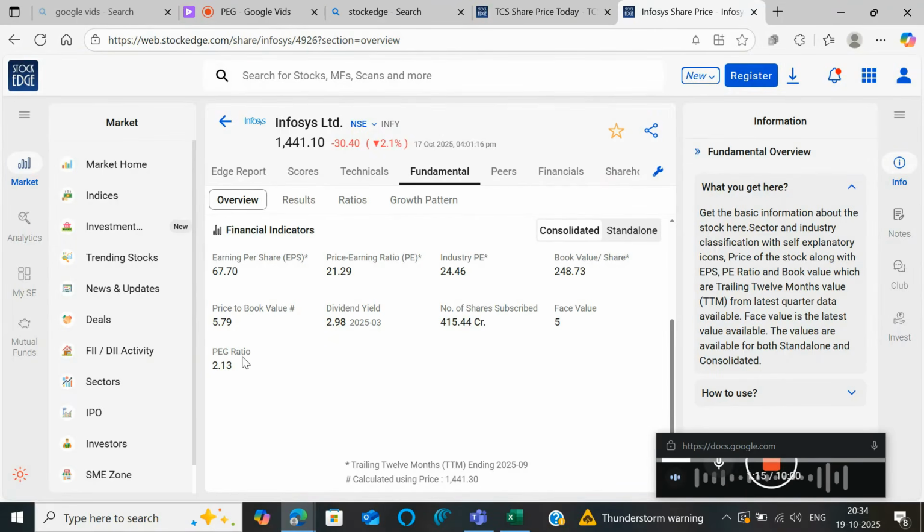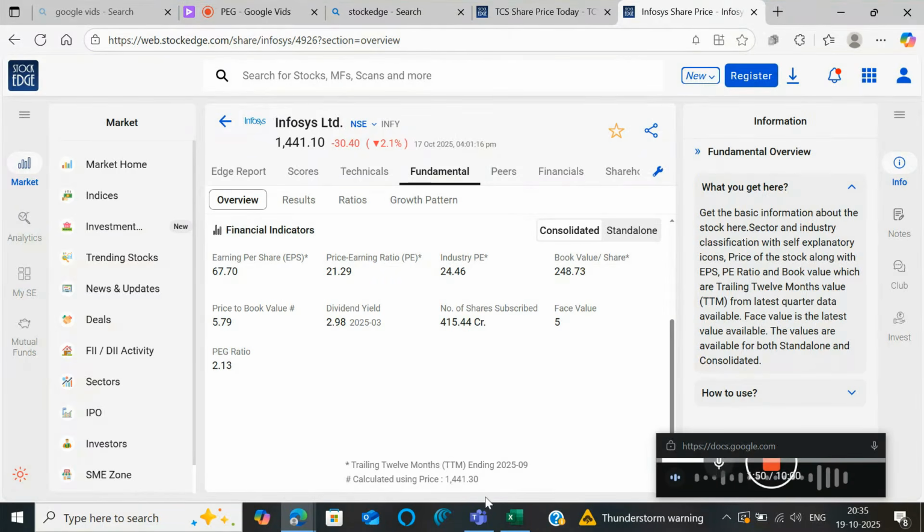So in this particular case, when Stock Edge does this calculation, it does it based on the trailing data. You might also see that here the PE ratio, the industry PE, the book value per share, and all, it is indicating at the bottom that it's trailing 12-month data ending in 2025-09. So it is very clear that the PEG ratio, whose formula is the PE ratio divided by the earnings growth, is a trailing PEG ratio. The trailing PEG ratio is cheaper in case of Infosys as compared to TCS.